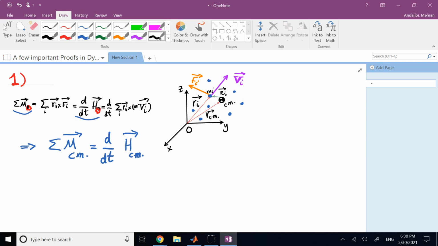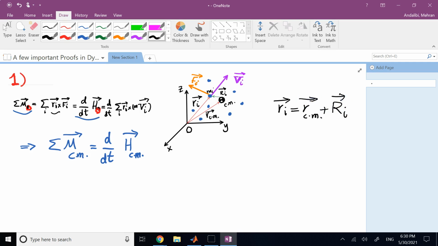So the way I go about it is I relate this Ri vector that I have in these equations to the two other position vectors, cap Ri and Rcm. It's a simple addition of vectors here. You can say that Ri is equal to R about the centroid plus cap Ri. Correct? That's quite obvious.